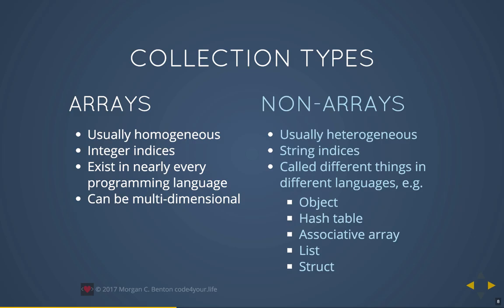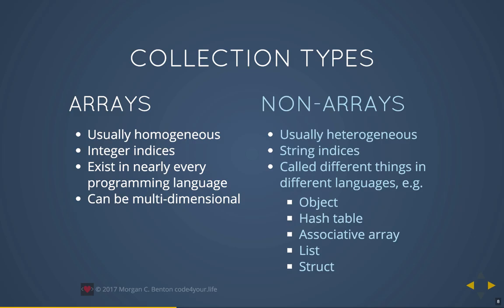For the purposes of this video, we're not going to get too specific. I'm basically going to talk about the big one, which is arrays, and then I'm going to take everything else and throw it into one big basket called non-arrays. We'll talk about non-array collection types in a different video, but for the time being, arrays exist in nearly every programming language. They are almost always made up of homogeneous elements, so every element is of the same data type and refers to the same type of thing. They have integer indices, and they can also be multi-dimensional. We'll talk about multi-dimensionality at the end of this presentation.